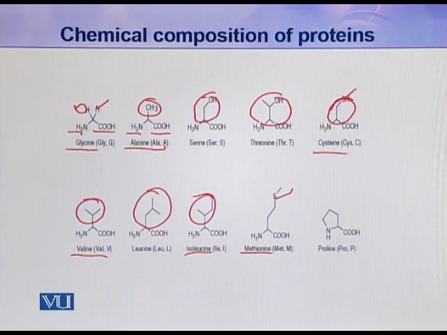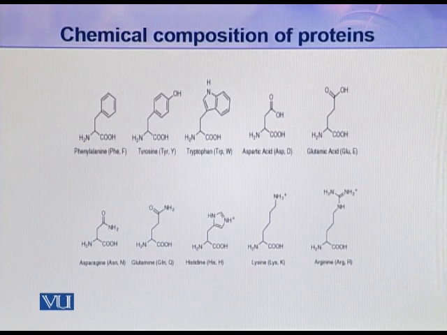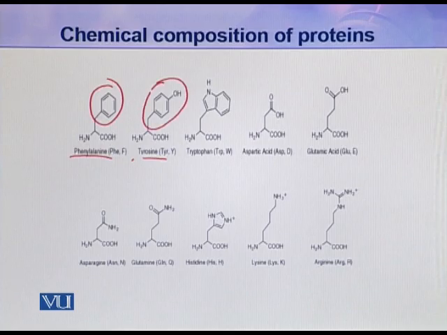Then there is proline. Proline has its R group in the form of this ring. So proline is quite different from all the other types of amino acids. Then there are some other amino acids like phenylalanine. Phenylalanine also contains this phenyl group. Then tyrosine, also a similar one. Then tryptophan and aspartic acid and glutamic acid.